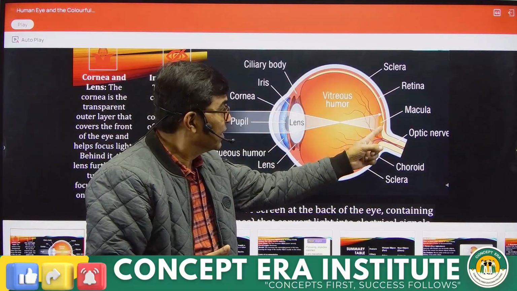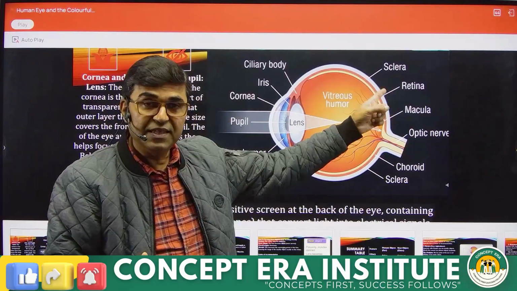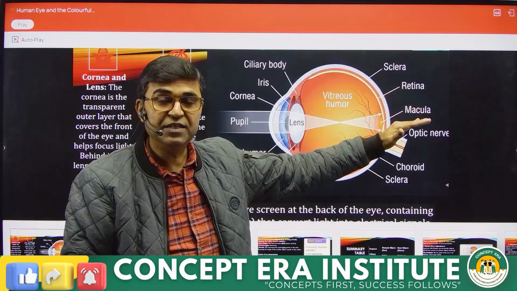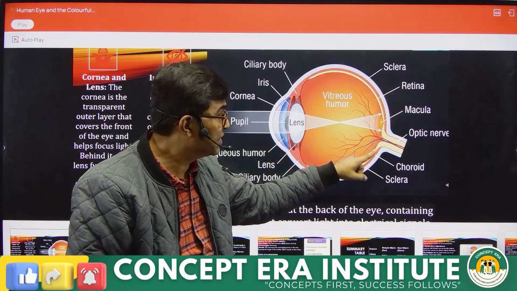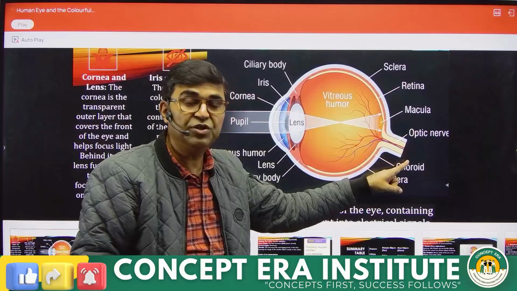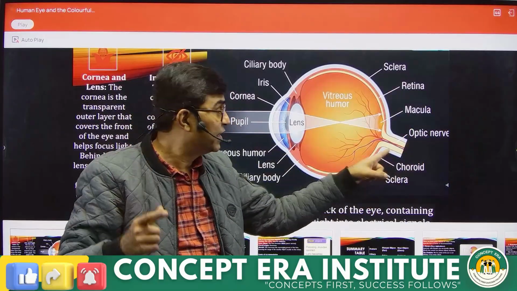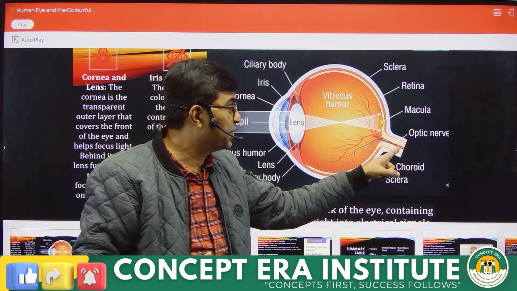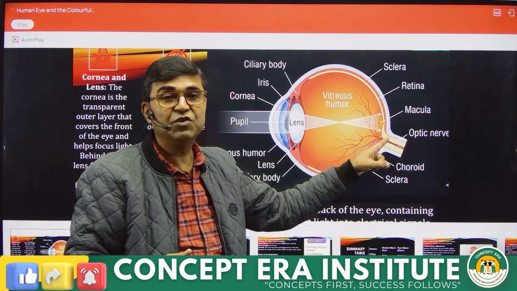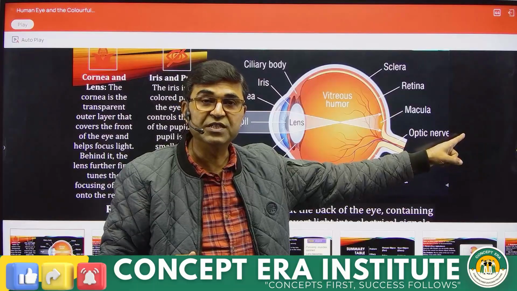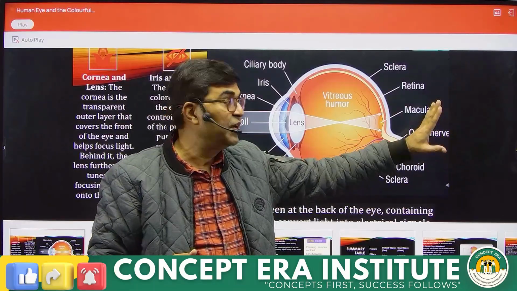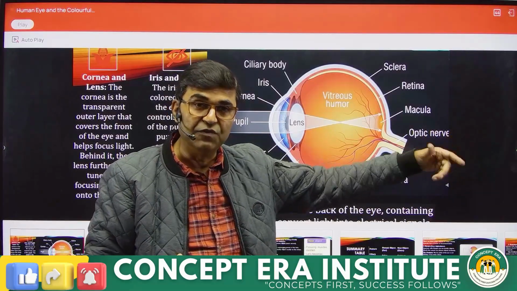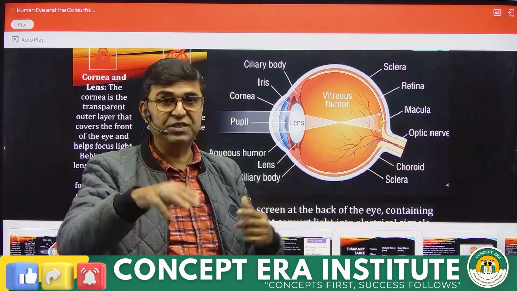Now, the light sensitive cells in the retina change the visual signals to electrical signals, and those electrical signals are transferred to the vision center of our brain through optic nerve. This optic nerve takes the visual signals of the image formed to the vision center inside our brain, where the brain interprets those signals and forms an image, inverts it, and we are able to see an upright image.